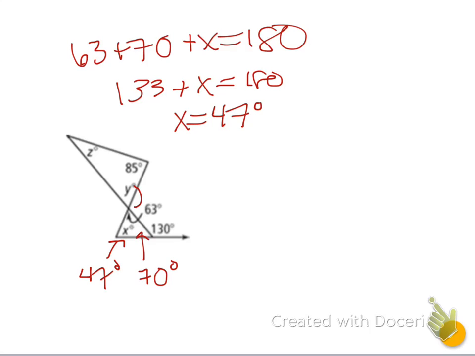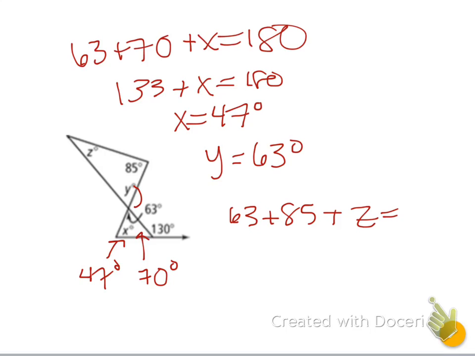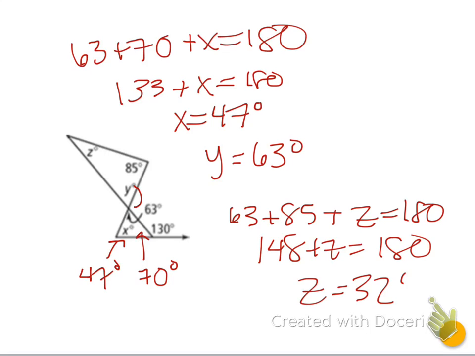Y is a vertical angle of 63, so y is 63 degrees. So now we have 63 plus 85 plus z, because they should all equal 180. 63 plus 85 is 148. Take away 148 from 180, so z equals 32 degrees.